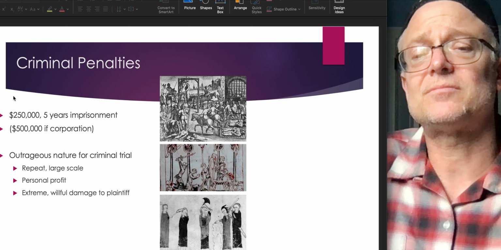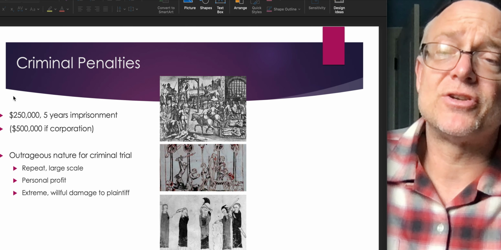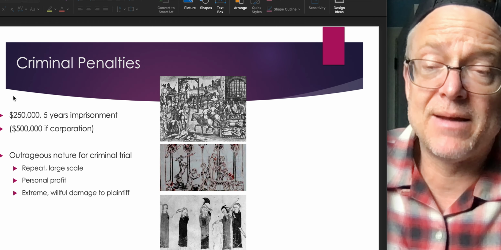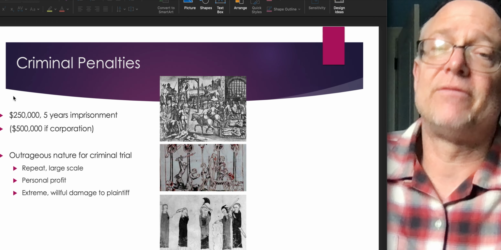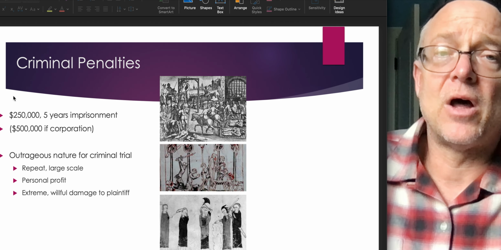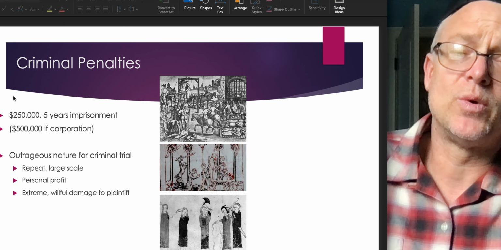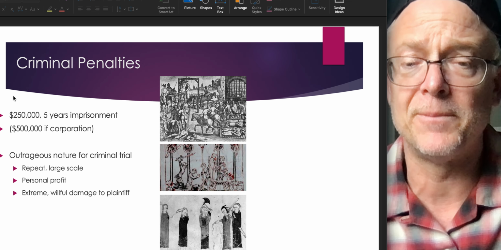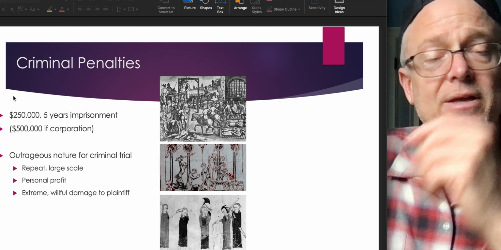Criminal penalties. So here we've got a repeat offender on a larger scale, working for personal exploitation, extreme willful damage to the plaintiff. It's got to be pretty outrageous for infringement to rise to the level of criminal activity, but that is on the table. It's possible. And so here we're looking at $250,000 for an individual and 5 years of imprisonment, or if it's for a corporation, a $500,000 fine there.